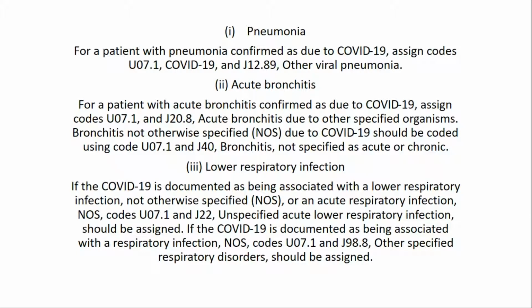Lower respiratory infection. If the COVID-19 is documented as being associated with a lower respiratory infection not otherwise specified, or an acute respiratory infection, the code should be U07.1 and J22. Unspecified acute lower respiratory infection should be assigned. If the COVID-19 is documented as being associated with respiratory infection not otherwise specified, the code should be U07.1 and J98.8.